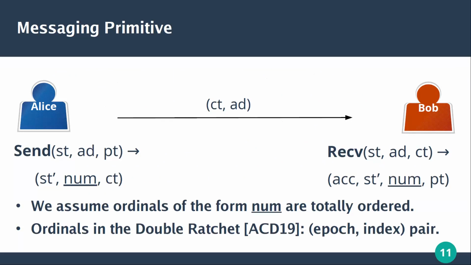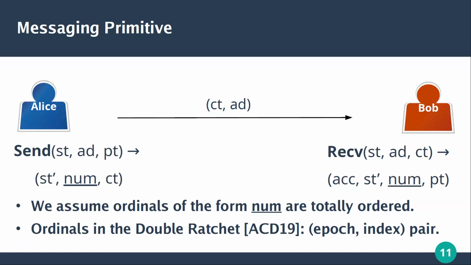Good, so let's fix some notation. Firstly, we consider a messaging primitive between two parties. The takeaway from this slide is that when parties are sending and receiving messages, the send and receive algorithms output some kind of index or ordinal. What these ordinals of the form num correspond to is the ordering of the messages relative to each other. For received messages, this is important because if it's a forgery, it needs to have some kind of order. In general, we use these to define security, and we assume that they're totally ordered.